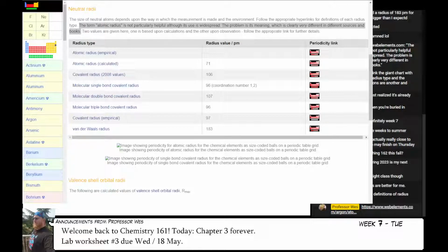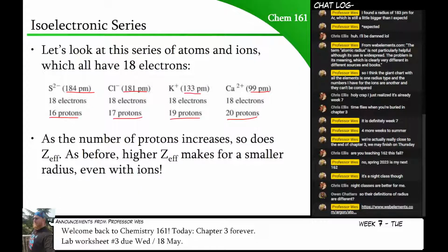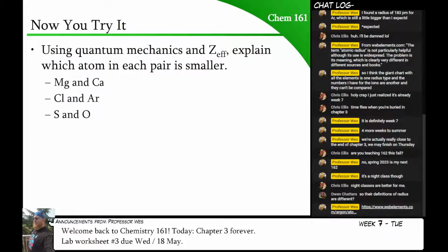I don't know. But for the purposes of this class, what I care about is that we follow the trends I'm setting out here. First look at N, and then look at Z effective. Higher N makes a bigger atom. Higher Z effective, if the N's are the same, makes a smaller atom. That's good enough for me.